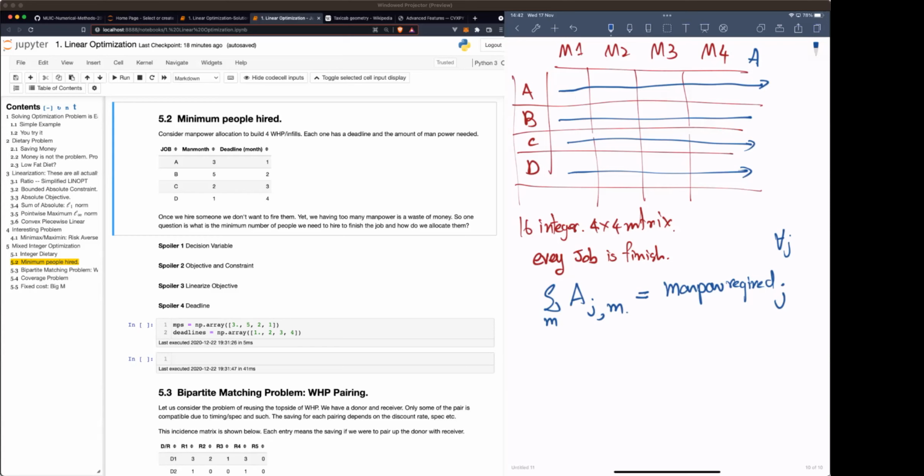Okay, everyone good? Now, the second question I have to ask you is, what about the deadline? How do I make sure that everyone meets the deadline? For example, the deadlines for the first, second, third, and fourth jobs look like this. How do I make sure that they reach the deadline? How do I constrain it?